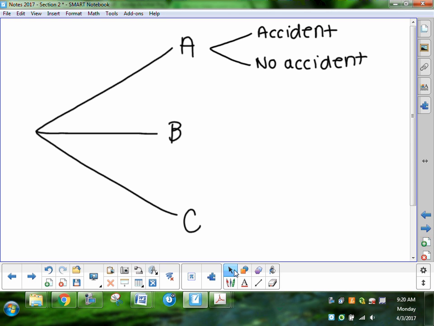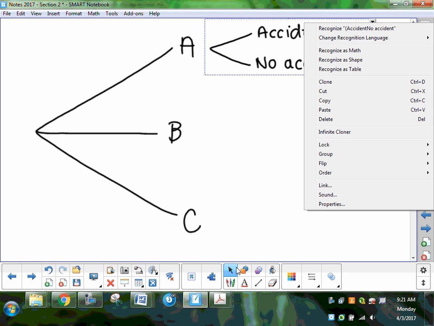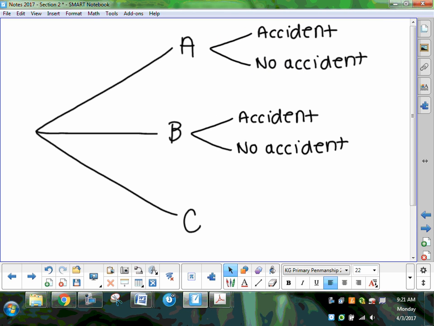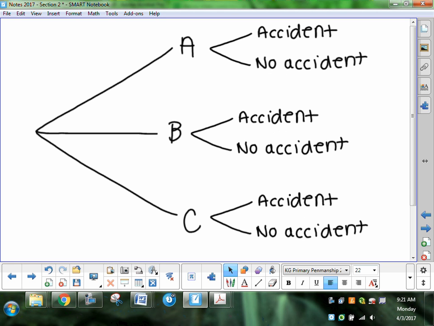Off of group B, how many will I go through and have? John? 2. And what are they? And what about off of group C? Anthony, how many am I going to have? So make sure that this is down on all of your papers to start. Now we can go through and assign probabilities.